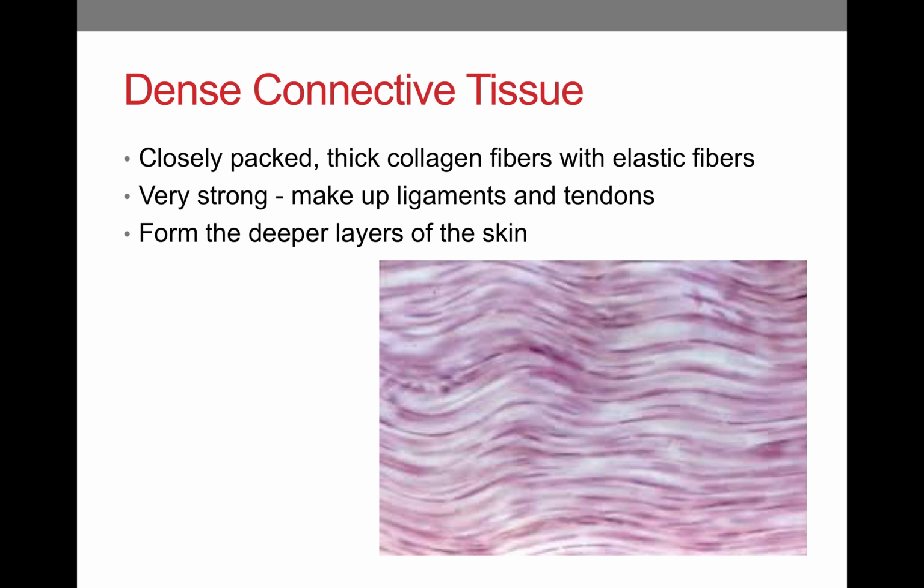Our last type of connective tissue proper is dense connective tissue. This is made out of mostly thick collagen fibers with some elastic fibers. So because it has a lot of collagen fibers, it's going to be very strong. It's going to be able to be pulled. Because it has elastic fibers, it'll also have a little bit of stretch and return to its normal shape. So this is good for ligaments and tendons that are constantly being pulled on and called on for support as you move. It also forms the deeper layers of our skin.